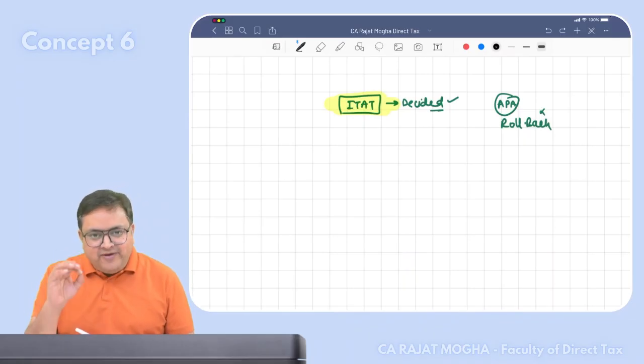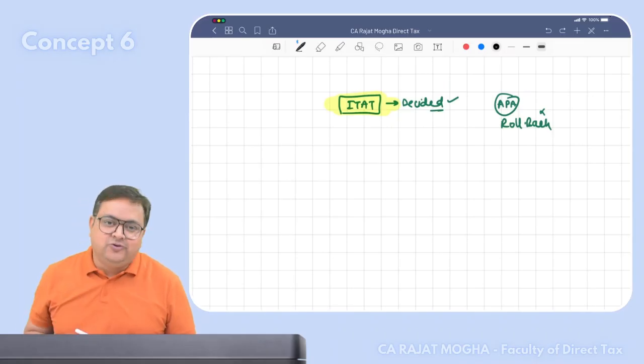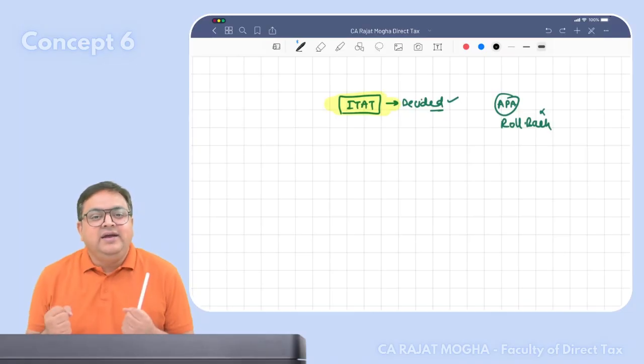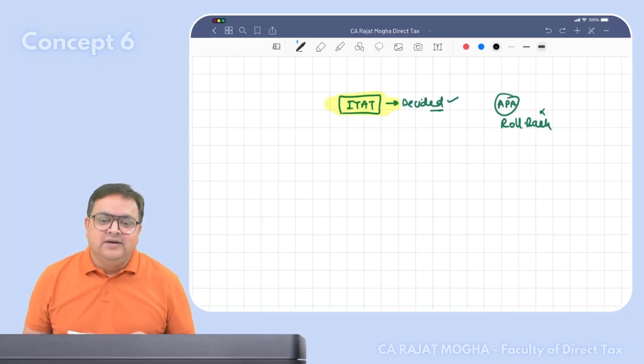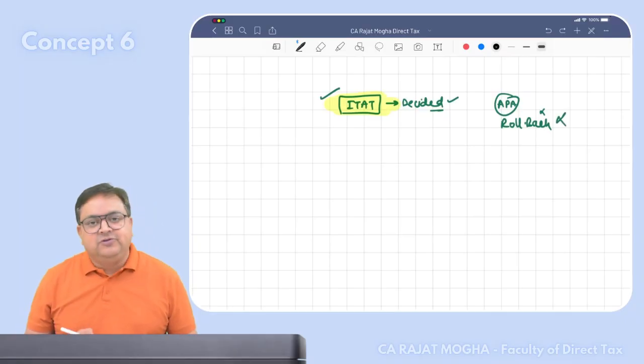Understood? So if any case is finalized, because ITAT is what? ITAT is a final fact-finding authority. Understand? ITAT is the final fact-finding authority. So if they have already decided the case, then you can't go for the rollback for that.